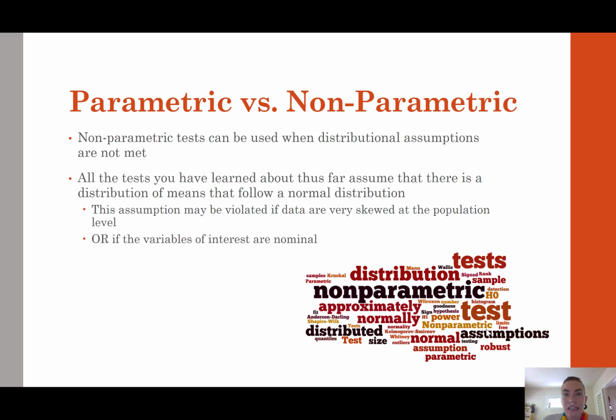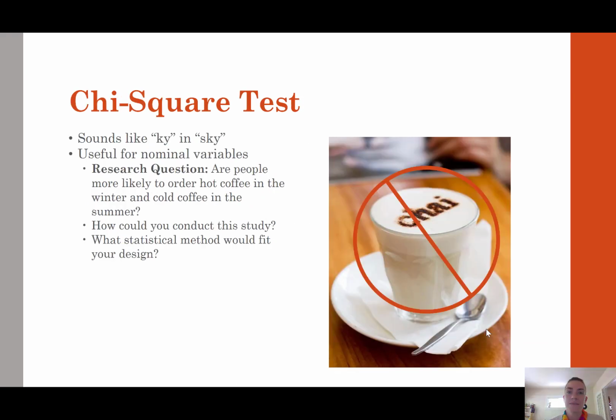So inherently, these data cannot be handled or analyzed with a parametric test. Instead, we must use a non-parametric test. And the one that I'll talk about again today is called a chi-square test. This is not pronounced chai like your chai latte. It is chi like the sound in the word sky. And this is a test that's really useful for research about nominal variables.